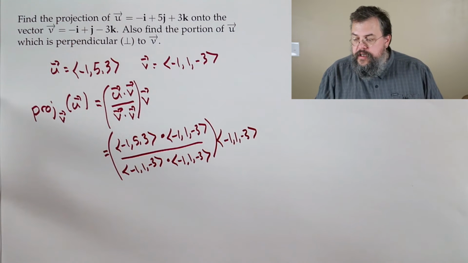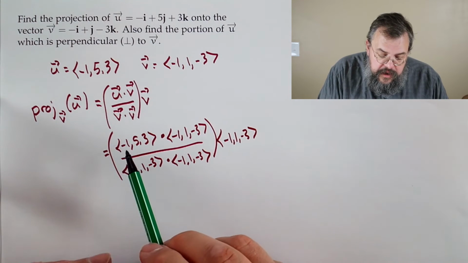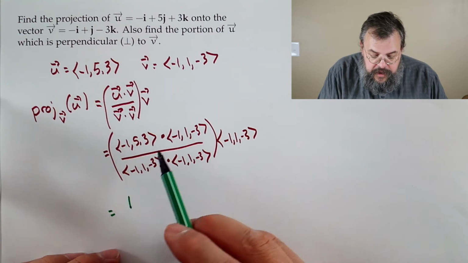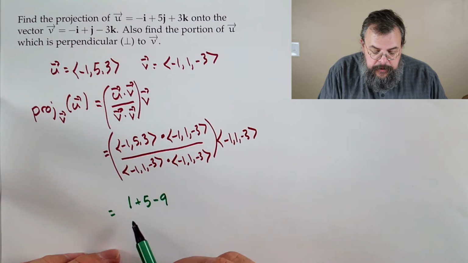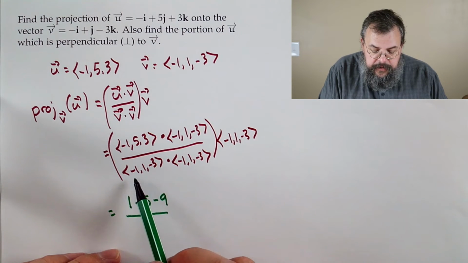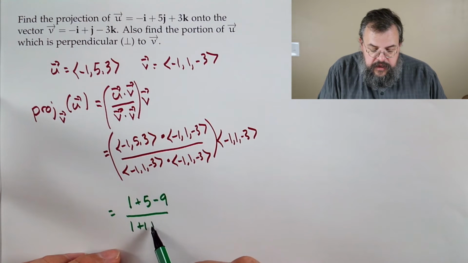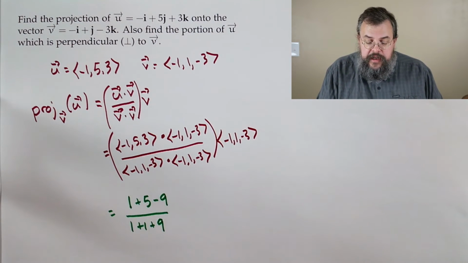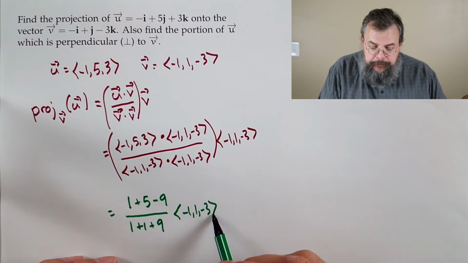So now we're just going to patiently work through. Be careful, and it'll not be so bad. -1 times -1 is 1. 5 times 1 is 5. 3 times -3 is -9. Downstairs, -1 times -1 is 1. 1 times 1 is 1. -3 times -3 is 9. Good. So 1 plus 1 plus 9. Downstairs, 1 plus 5 minus 9. Upstairs, and of course that's multiplied by (-1, 1, -3).